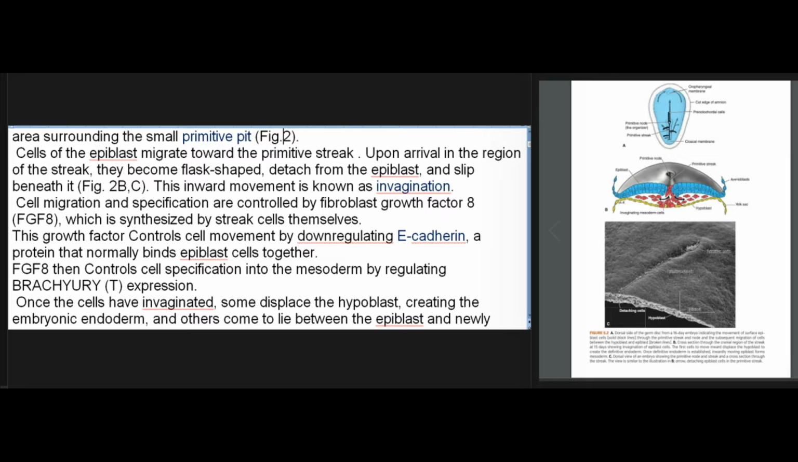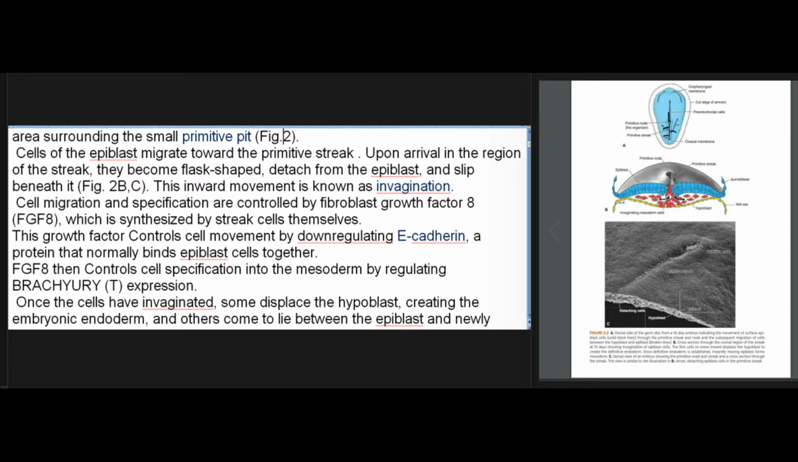Upon arrival in the region of the streak, they become flask-shaped, detach from the epiblast, and slip beneath it, Fig. 2 BC. This inward movement is known as invagination. Cell migration and specification are controlled by fibroblast growth factor 8, FGF8, which is synthesized by streak cells themselves. This growth factor controls cell movement by downregulating E-cadherin, a protein that normally binds epiblast cells together. FGF8 then controls cell specification into the mesoderm by regulating brachyury, T, expression.